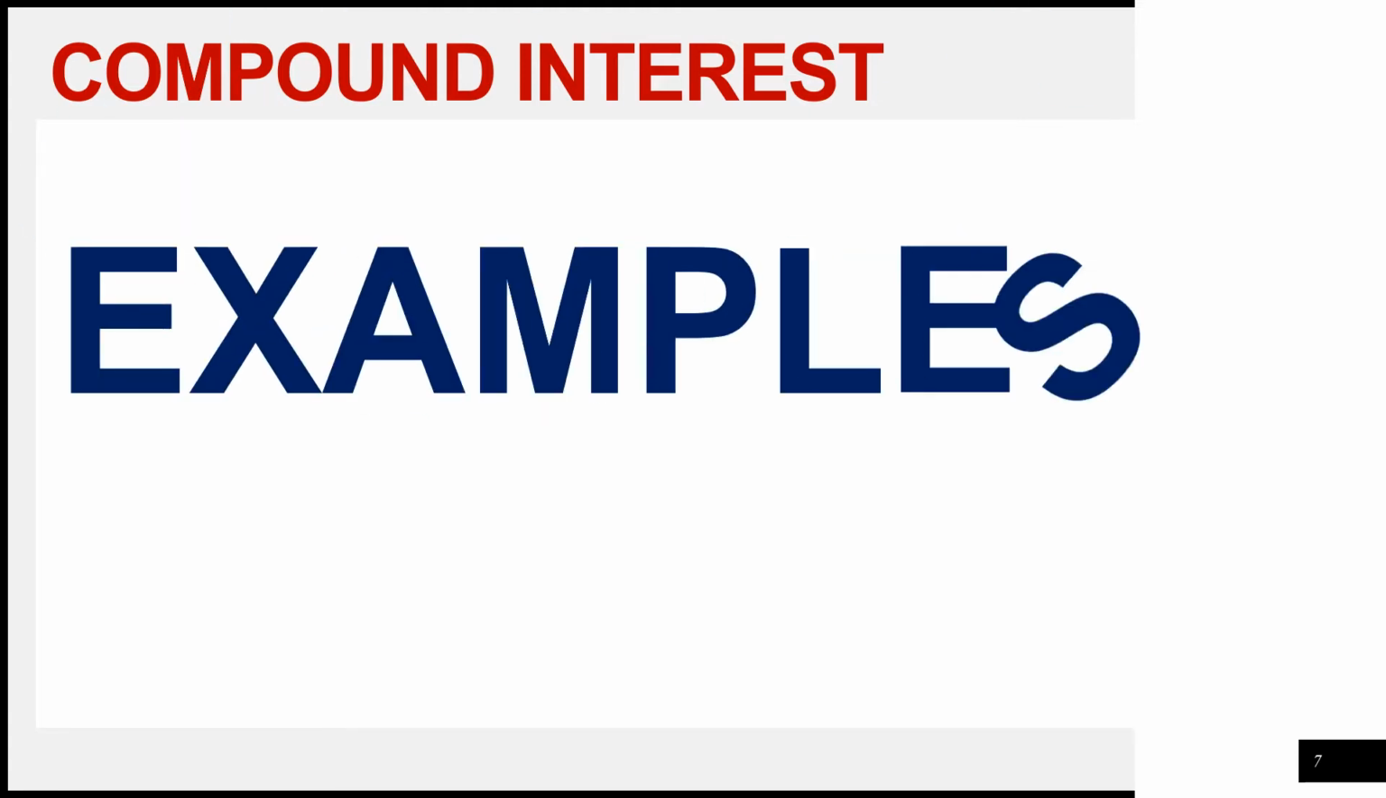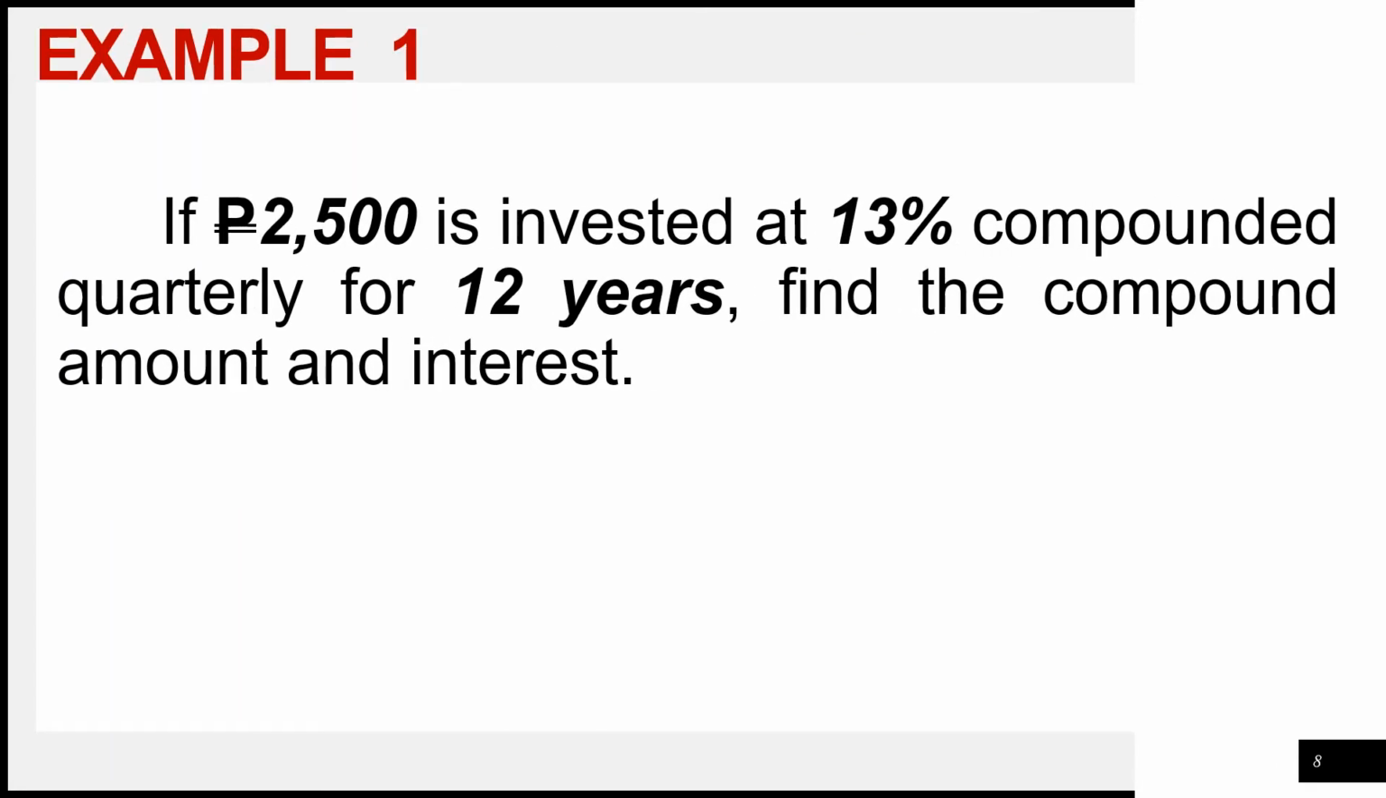For us to understand better the concept of compound interest, here are some examples. Example number 1. If 2,500 pesos is invested at 13% compounded quarterly for 12 years, find the compound amount and interest. For this problem, we are asked to identify the compound amount, meaning the future value, and the interest. Now, let's solve.